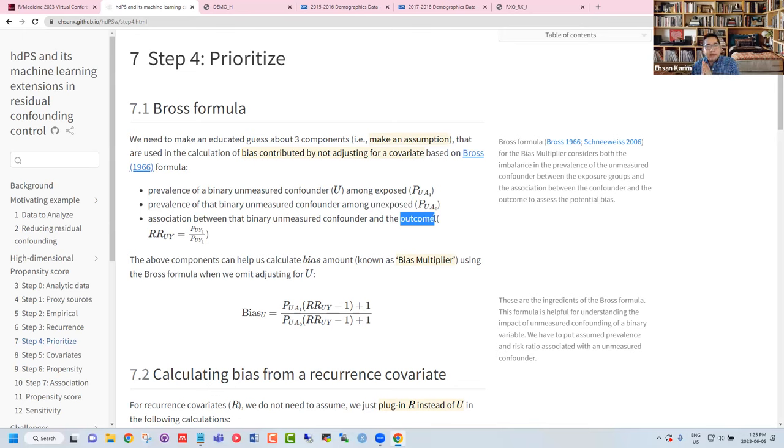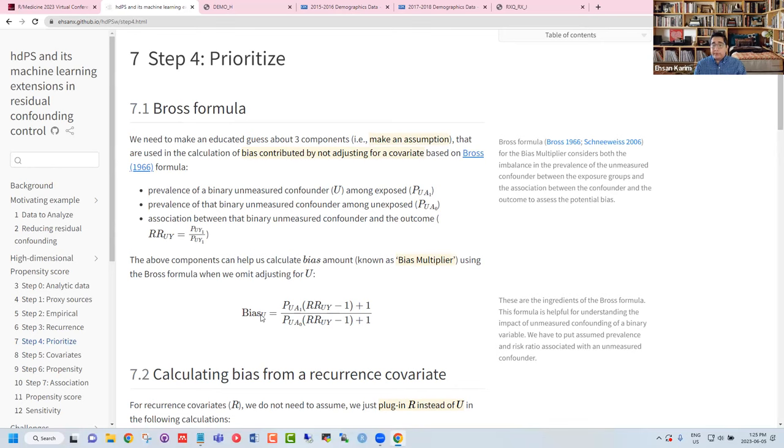If you can have some reasonable educated guess about these three components, you can basically plug in the numbers in here. So this is from the exposed group, and this is from the unexposed group, and this is basically the risk ratio that you get from the crude association between the outcome and the unmeasured confounder. If you knew these three things, or if you can reasonably assume these three things, then you can calculate the amount of bias you will have in your analysis if you did not adjust for this unmeasured confounder. All right, so that was a very simple formula.